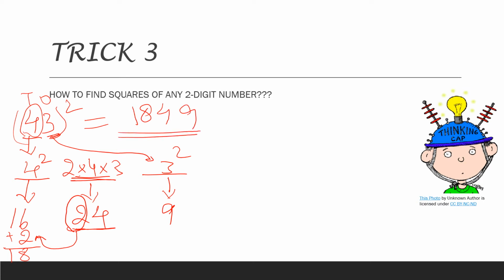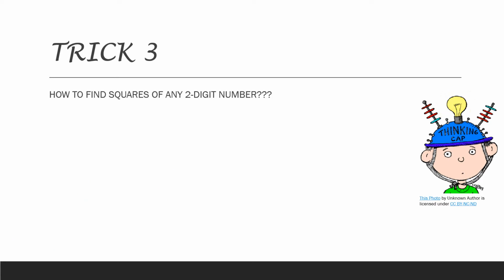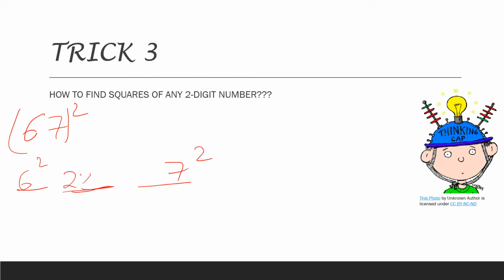If you don't believe me, let's try another example where it's a bigger number. Let's take 67 square. Again divide it into three parts, where 6 square comes first, 7 square comes last, and in between it's 2 into 6 into 7. In this situation we get a double digit number, which is 49, and over here it is 36. 2 into 6 into 7 is nothing but 84.